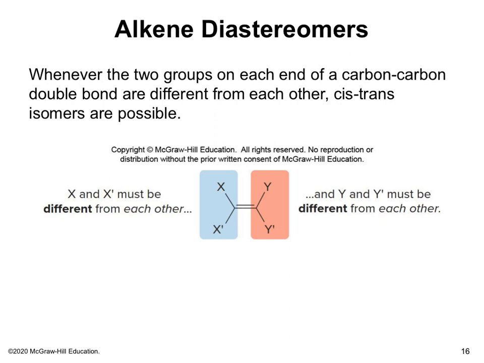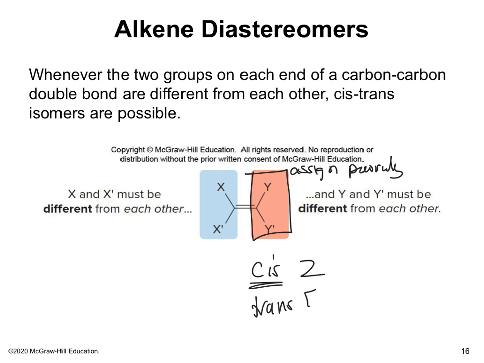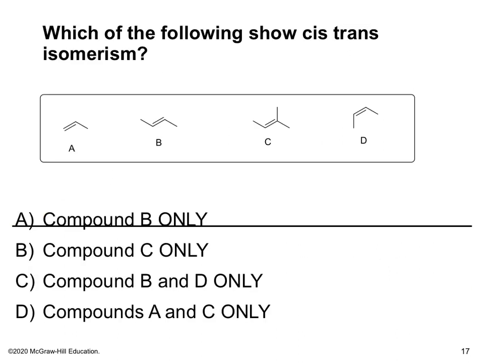So you're looking at these groups on each side, and you need to assign priorities to determine, and you have to decide whether you have cis and trans. Also, you need to memorize cis is designated with Z in the name. Trans is E. I think of E.T., the movie E.T. Phone Home. That was my first movie in the movie theaters once upon a time.